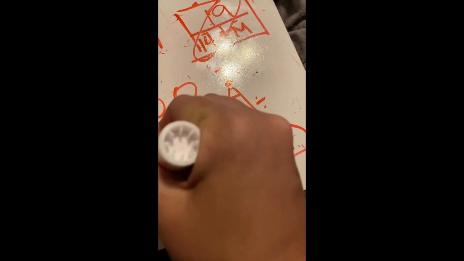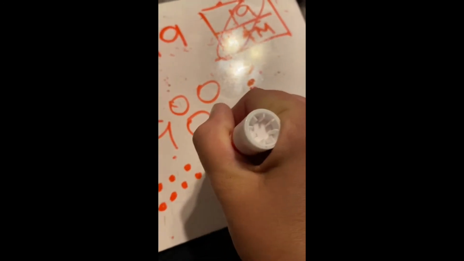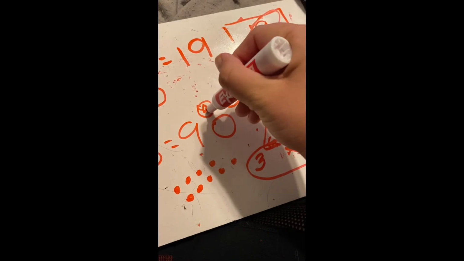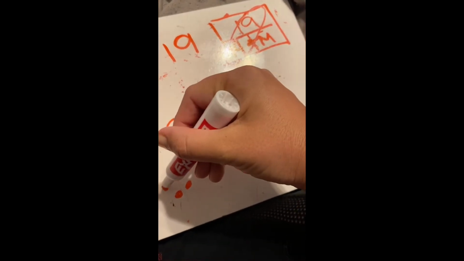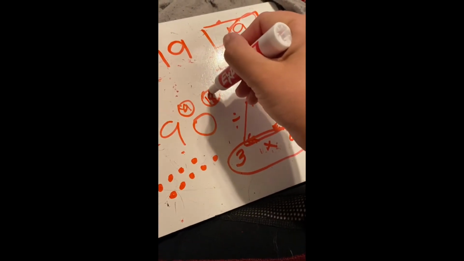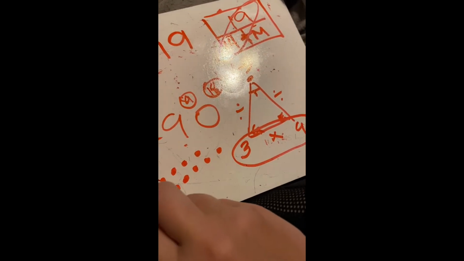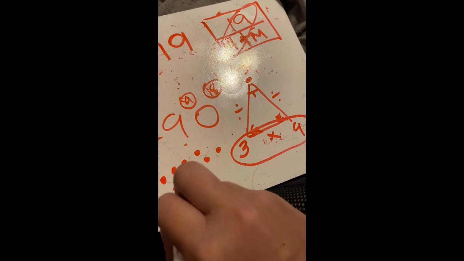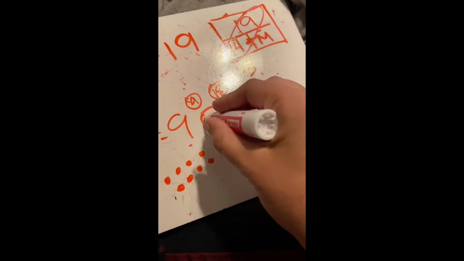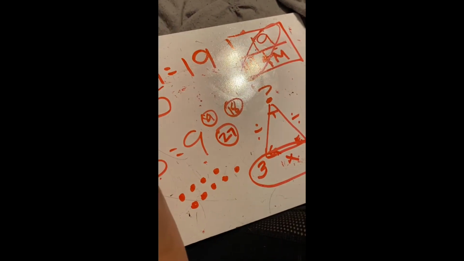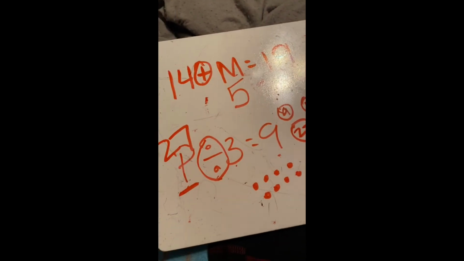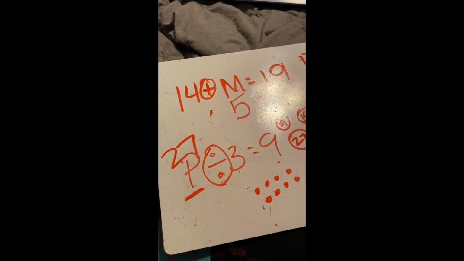1, 2, 3, 4, 5, 6, 7, 8, 9. 9 plus 9 more is 18. Plus 9 more is maybe I don't know, so I need to count. 19, 20, 21, 22, 23, 24, 25, 26, 27. 27 divided by 3 equals 9. P equals 27. All right, erase the board.